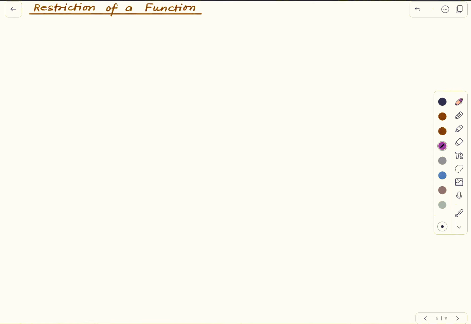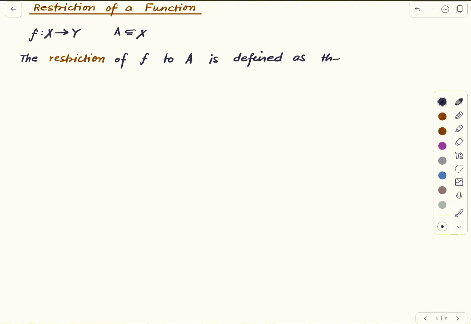Now we will talk about restriction of a function. This I am also sure you already know. So fix a function. This is nothing to do with any real numbers or anything. This is a very, very general concept, a purely set theoretic concept. So fix a function f from a set X to a set Y, and let A be a subset of X. So the restriction of f to A is defined as the map or the function.